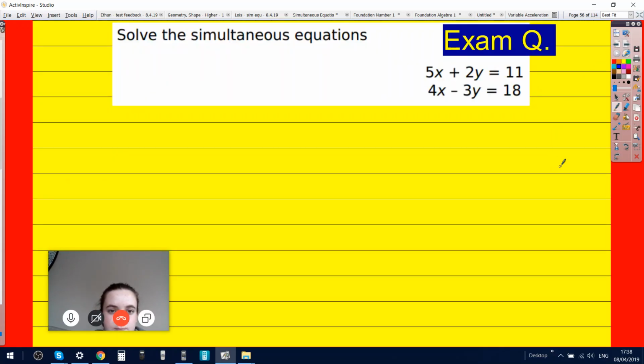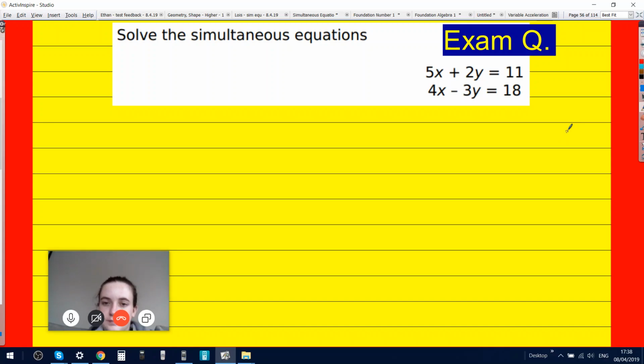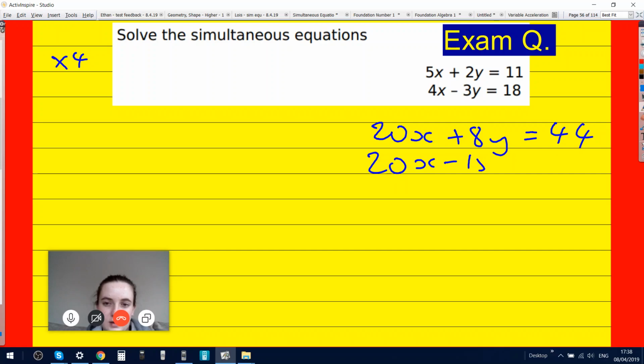Let's try this one. So the top one times 4. 20x plus 8y equals 44. And then 20x minus 15y equals 90.